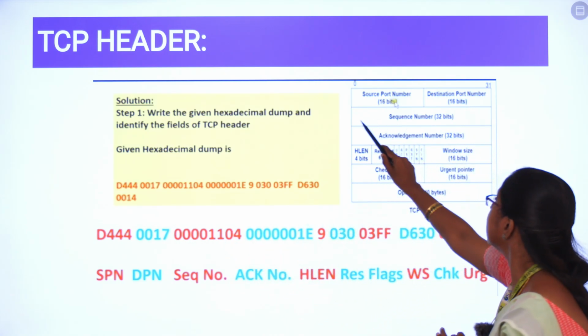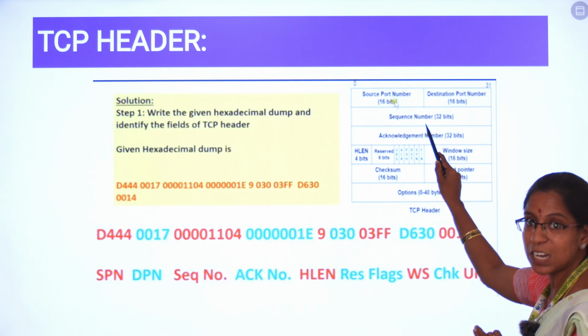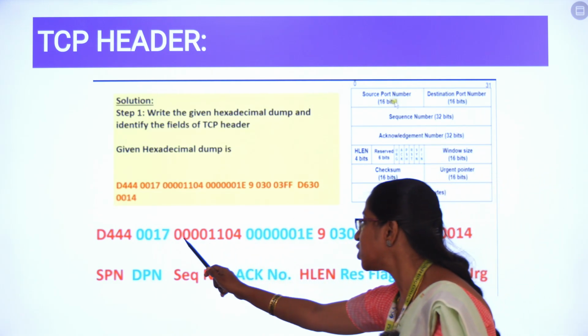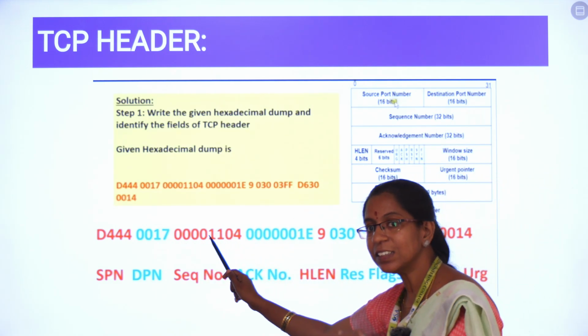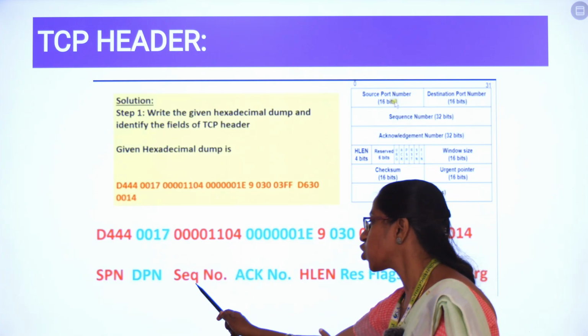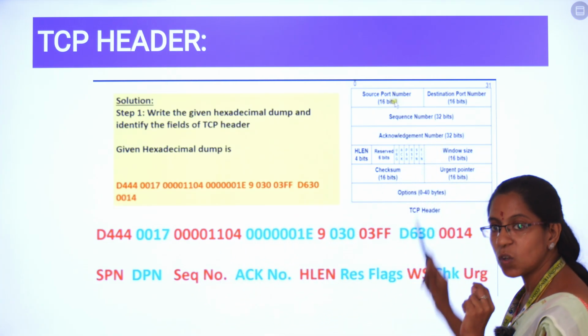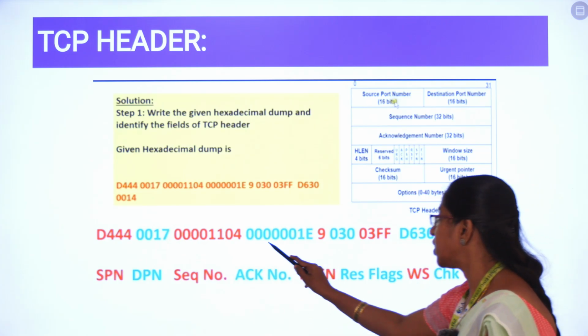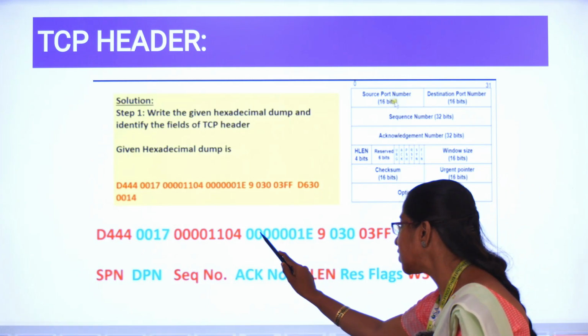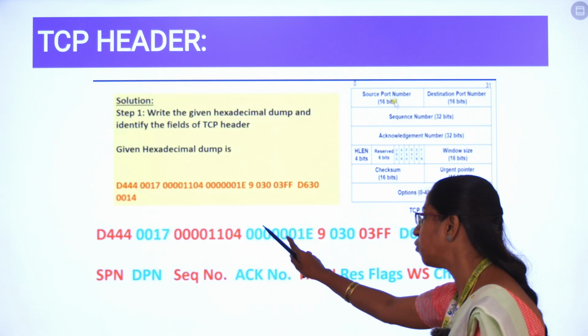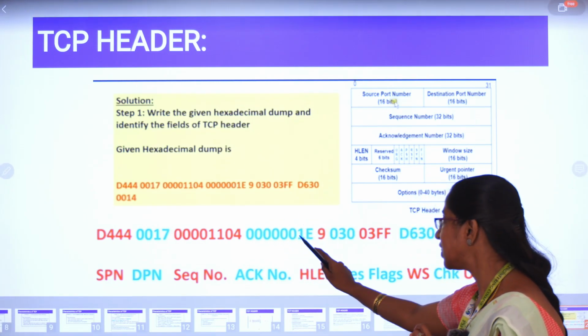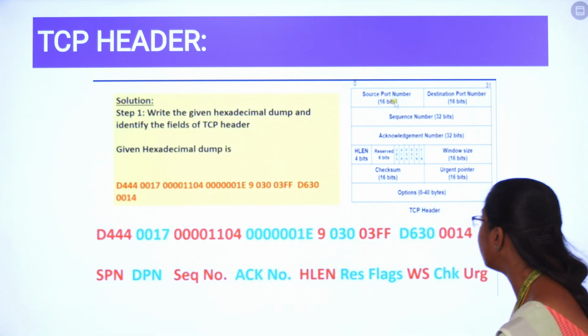Then the next 32 bits is the sequence number. So 32 bits means 4 plus 4, 8 hex digits. This is called the sequence number. Then the acknowledgement number is also 32-bit. So each digit occupies 4 bits, eight digits in total. So it is the 32-bit acknowledgement number.